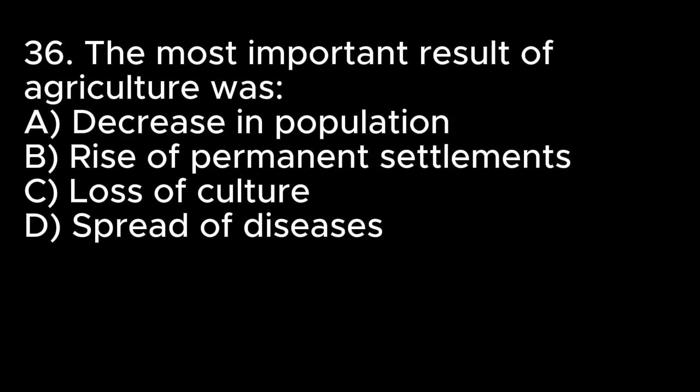36. The most important result of agriculture was A. Decrease in population. B. Rise of permanent settlements. C. Loss of culture. D. Spread of diseases. Answer: B. Farming allowed settled life.